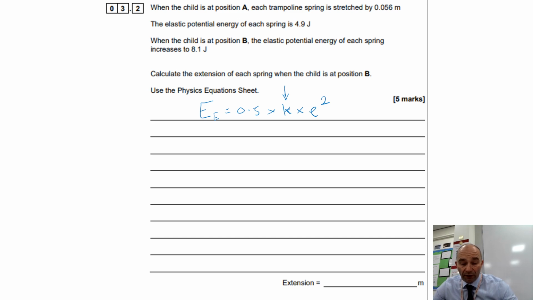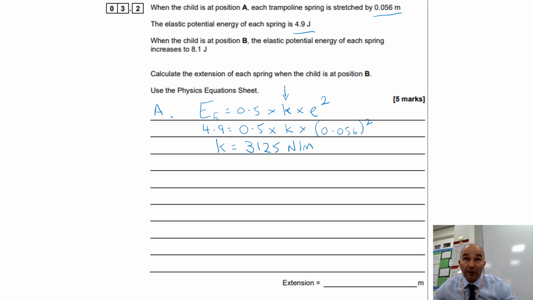So substitute in the numbers that we've got at position A. Remember, this is just looking at position A. So the numbers are 4.9, 0.056. So 4.9 equals 0.5 multiplied by K, which is our unknown, multiplied by 0.056 squared. Just be careful with how you're using your calculator. And then you just need to solve that equation. So you should end up with K equals 3,125 newtons per metre. So that is a spring constant calculated.